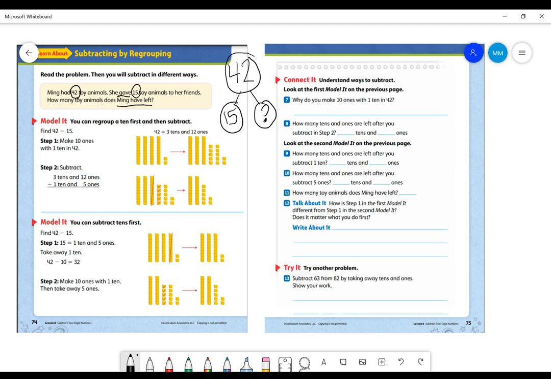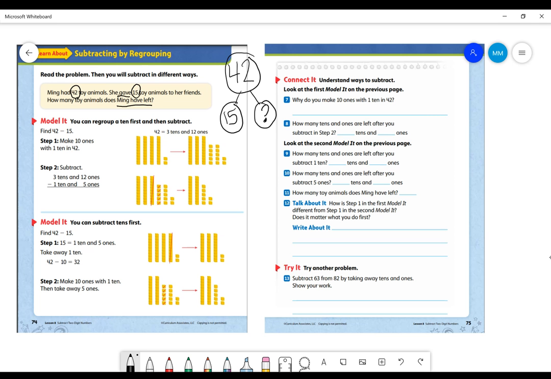It says that we can model it. And this strategy is Miss Mason's favorite strategy because I love putting a picture of it in my head. So here we go. It says you can regroup a 10 first and then subtract. So we are finding 42 minus 15. So in 42, we have 4 tens and 2 ones. What they're saying is we can take one of our tens, bust it up into 10 ones. So it says make 10 ones with 1 ten in 42.